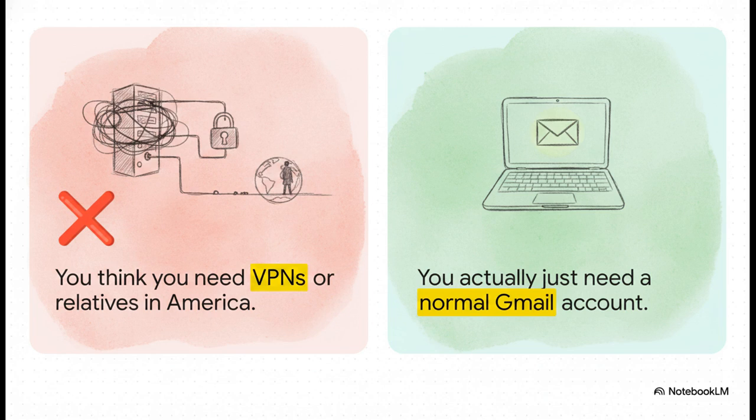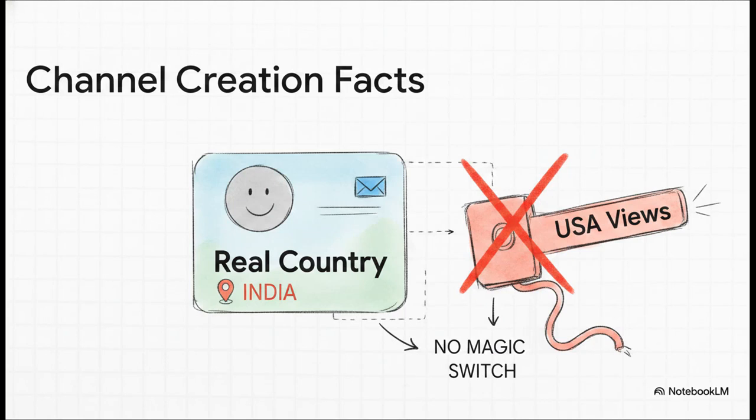They kind of think there's this secret backdoor hack required. But the reality? You absolutely do not need fake addresses or relatives in the States to build a USA-targeted channel. What you actually need is surprisingly simple: a totally standard account and highly targeted content. The absolute crucial point here is that channel creation is just a completely standard process. You literally just create a normal Gmail account, you set up a basic profile with your name, a display picture, and an about section detailing what your content's going to be.